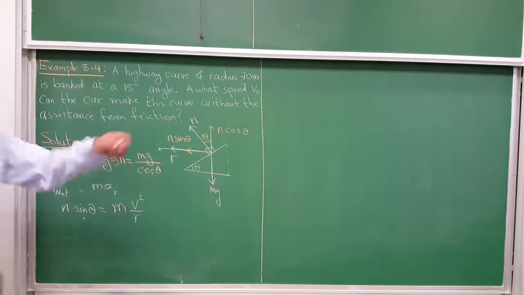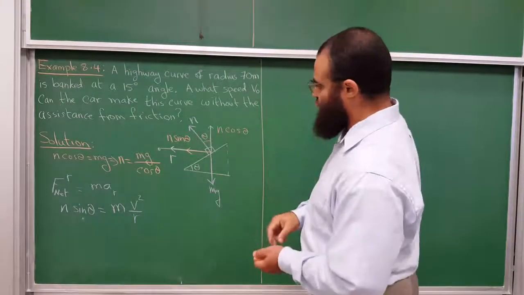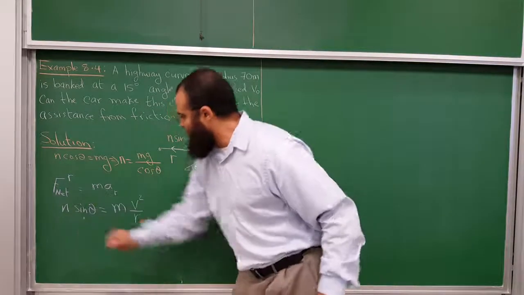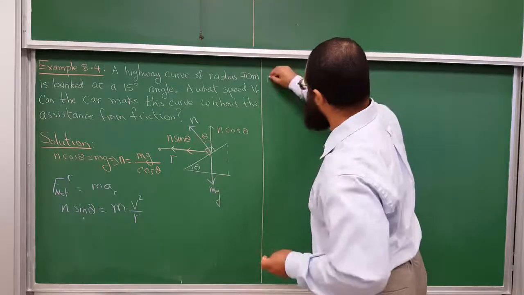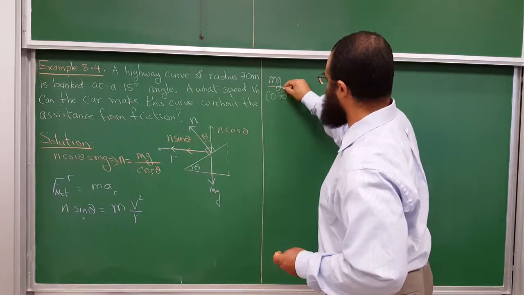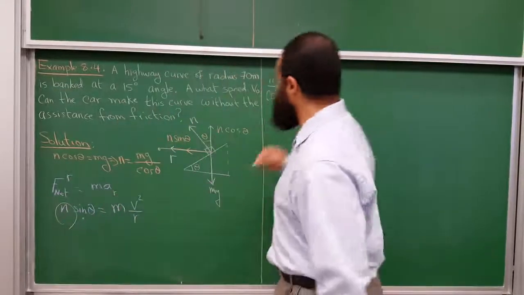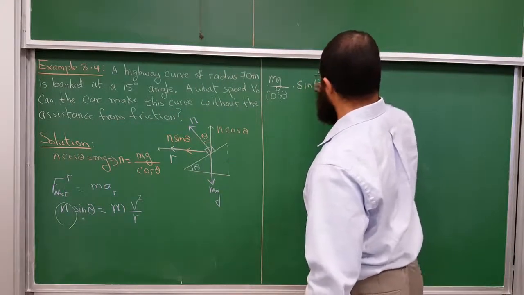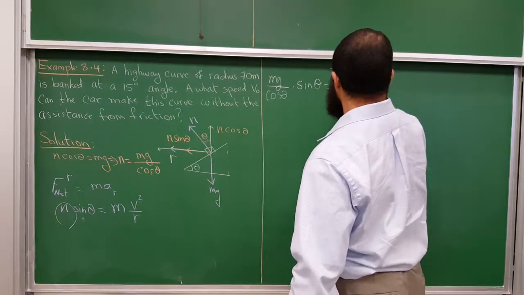Okay, let me go here. So I have n sine theta, but what is the normal force? The normal force is mg over cosine. So I have mg over cosine theta times the sine. Let me do it here. So I have mg over cosine theta, that's the normal force, times the sine of theta, equal to mv squared over r.